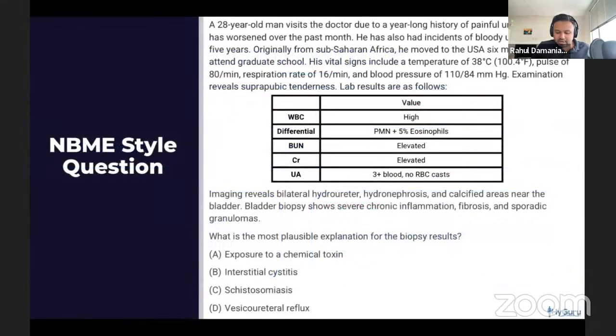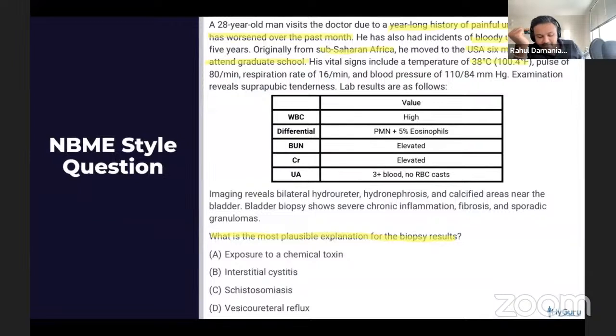All right, here's a question that has labs in it. Let's go ahead and STEM paraphrase and predict. What is the most plausible explanation for the biopsy results? A 28-year-old man visits the doctor due to a year-long history of painful urination, which has worsened over the past month. He also has incidents of bloody urine for the past 5 years. Originally from sub-Saharan Africa, he moved to the US 6 months ago to attend graduate school.